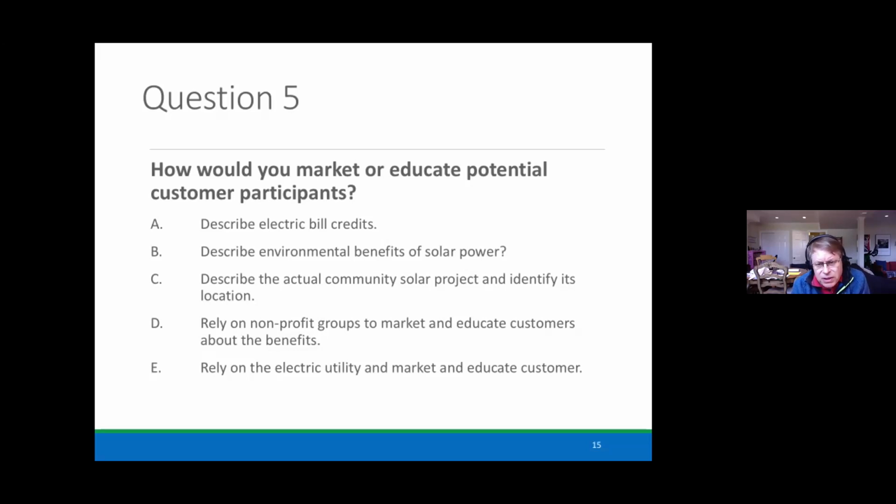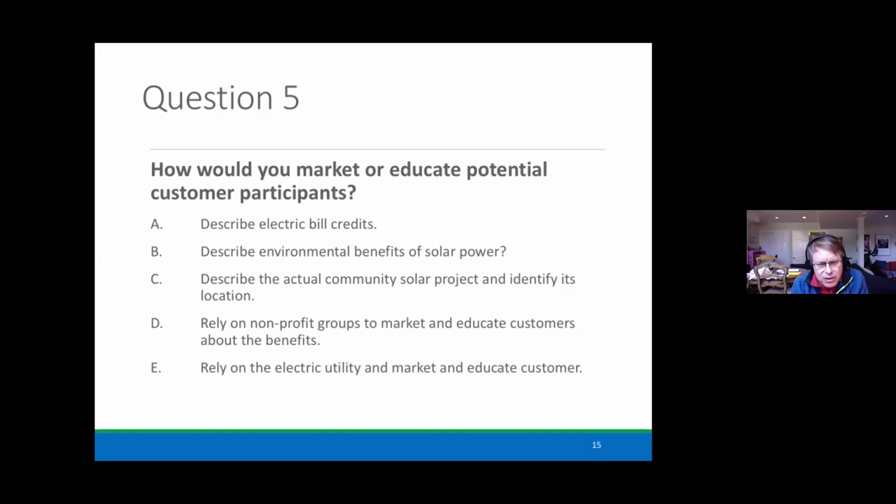So one answer is describe electric bill credits. It's certainly a benefit. 2 is describe environmental benefits of solar power. That looks like that was the winning selection. And, if that motivates you the most, and for many customers, that'll be very motivational, particularly all of the concern about climate change and using solar power, it can be very motivating.